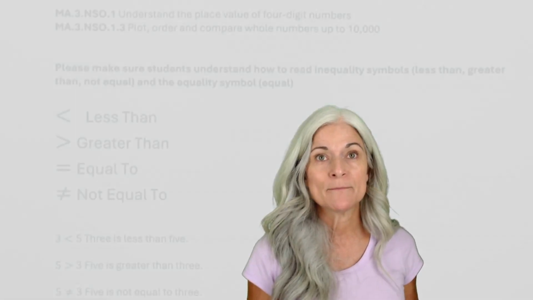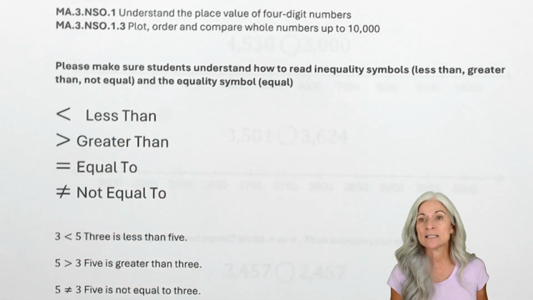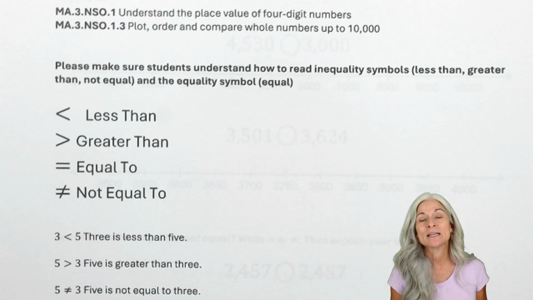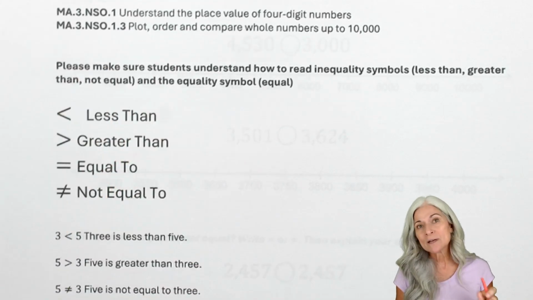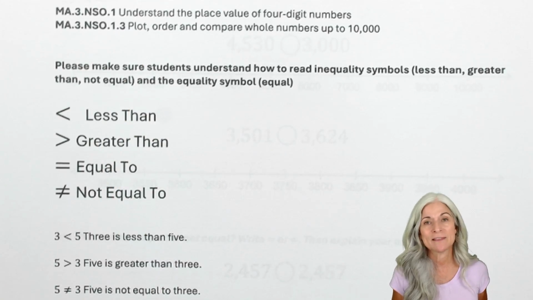Welcome, welcome. Now, in this lesson, your students are going to be working on comparing four-digit numbers. We are still working on NSO1, number sense and operations 1, understanding the place value of four-digit numbers. Our benchmark now is 1.3. We're going to be plotting, ordering, comparing whole numbers up to 10,000.